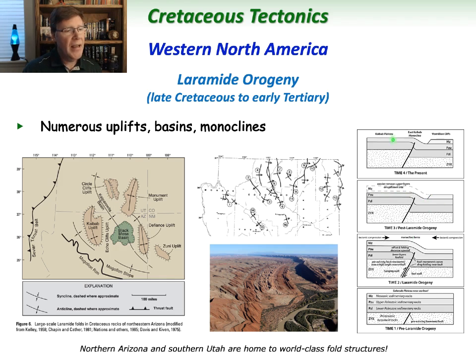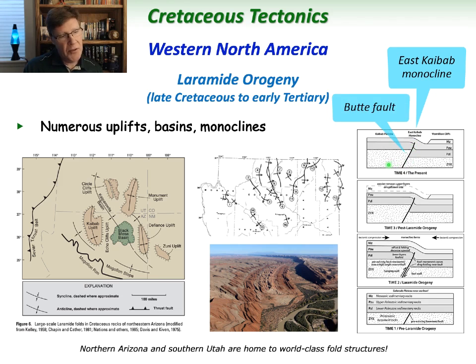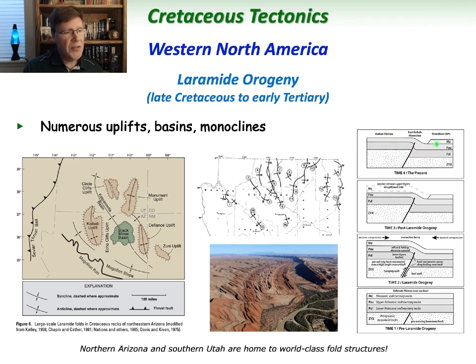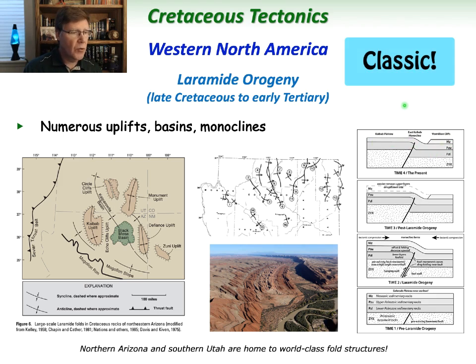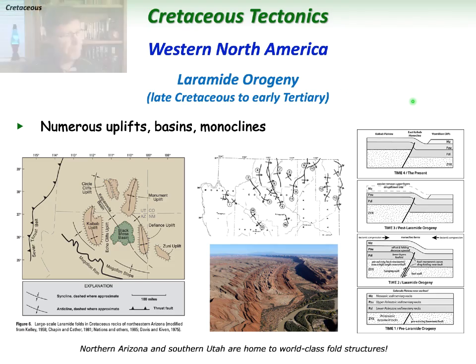What we see today, for example, in the Kaibab upwarp, which is this one here, there's a monocline on the east side called the East Kaibab monocline. There's a major fault there called the Butte Fault, and it was a reverse fault with a west side up, and it warped the rocks like this. And today we see the Kaibab Plateau or the Kaibab Uplift on the west, and the Vermilion Cliffs, the younger rocks, off to the east. Classic monocline geology in northern Arizona and southern Utah.